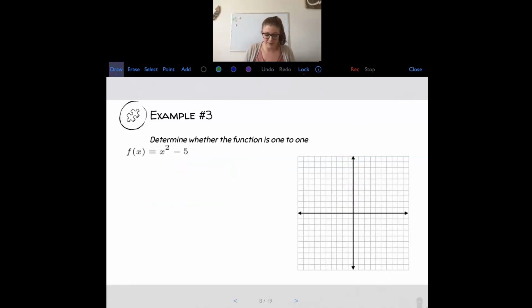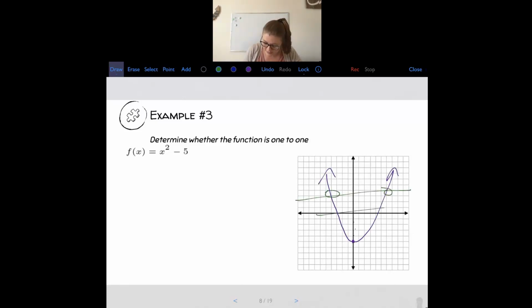Example 3, determine whether the function is one-to-one. So we have f of x is equal to x squared minus 5. Picture the graph of x squared, the U-shaped graph. We've got a vertical shift down 5 units. So this is going to look something like this, and then we apply the horizontal line test.